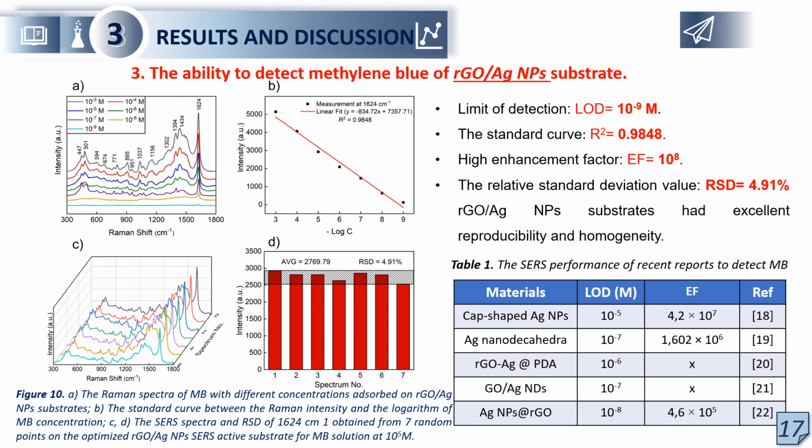The uniformity of the membrane was evaluated by recording the Raman signal of methylene blue at a concentration of 10 to the power of minus 5 M at 7 random positions, which shows a relatively low standard deviation of 4.91%, indicating high signal uniformity.